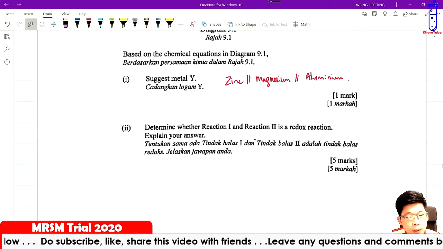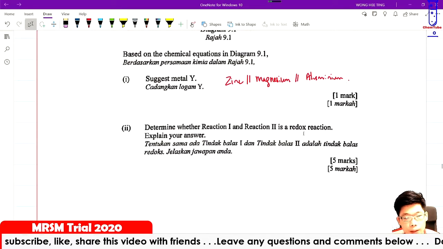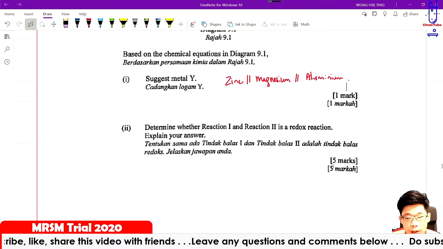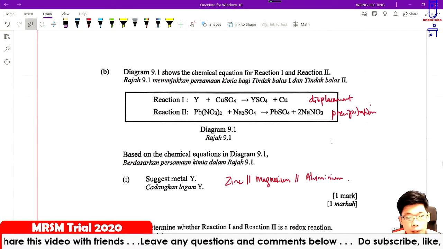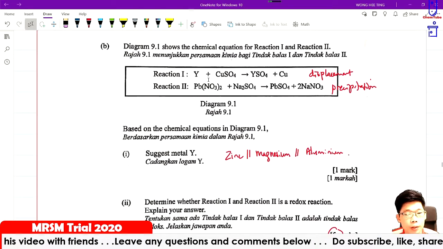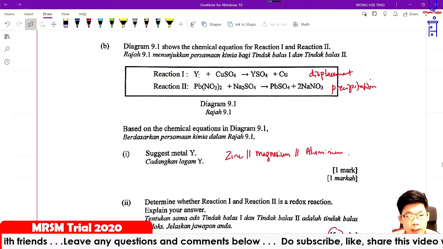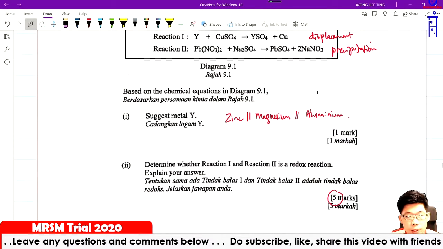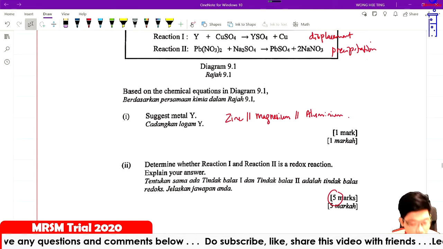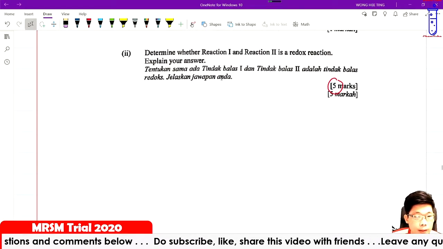Next, determine whether reactions 1 and 2 are redox reactions. Explain your answer. So 5 marks. Reaction 1 is a displacement reaction, so yes, it is a redox reaction. Precipitation is a non-redox reaction. Now we explain why, for 5 marks.